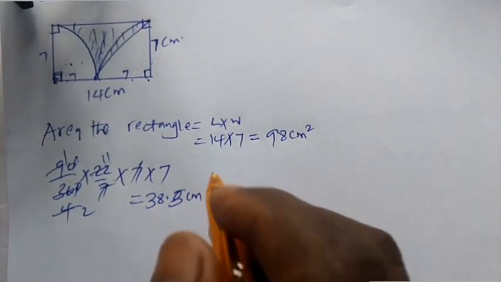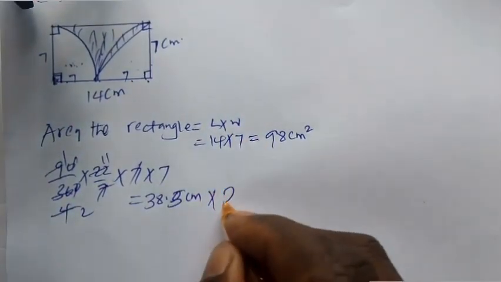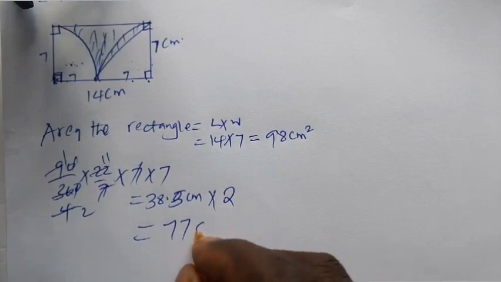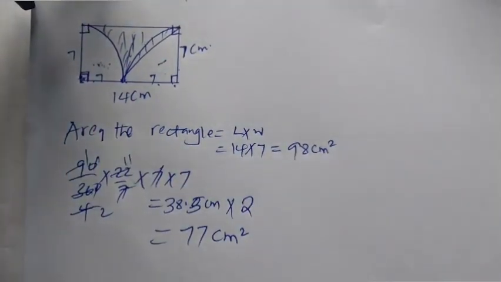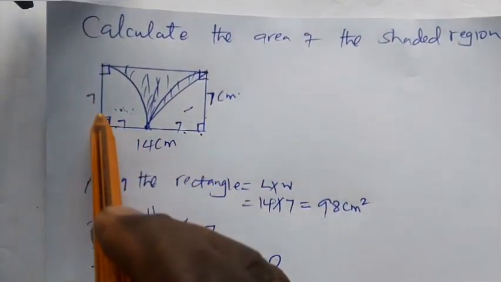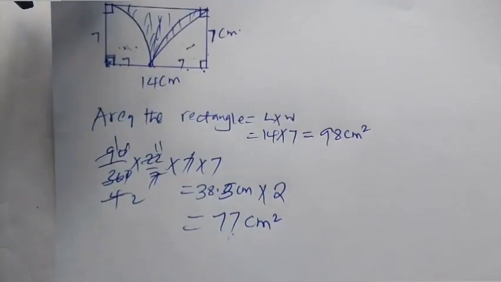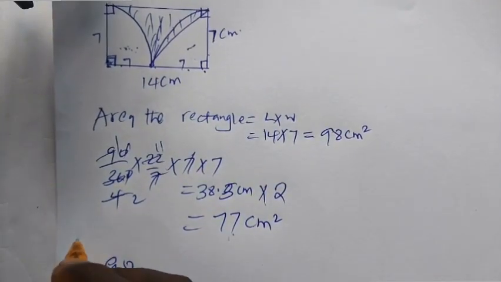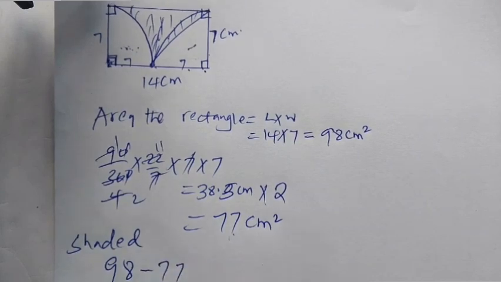But this and this are the same, so you can multiply times 2 and get 77 centimeters square. Now the area of the unshaded is 77 centimeters square. Now to get the area of the shaded, it is the area of the whole rectangle minus the area of the unshaded, this and that. That is 98 minus 77, and that is 21 centimeters square. That is all you need to know.